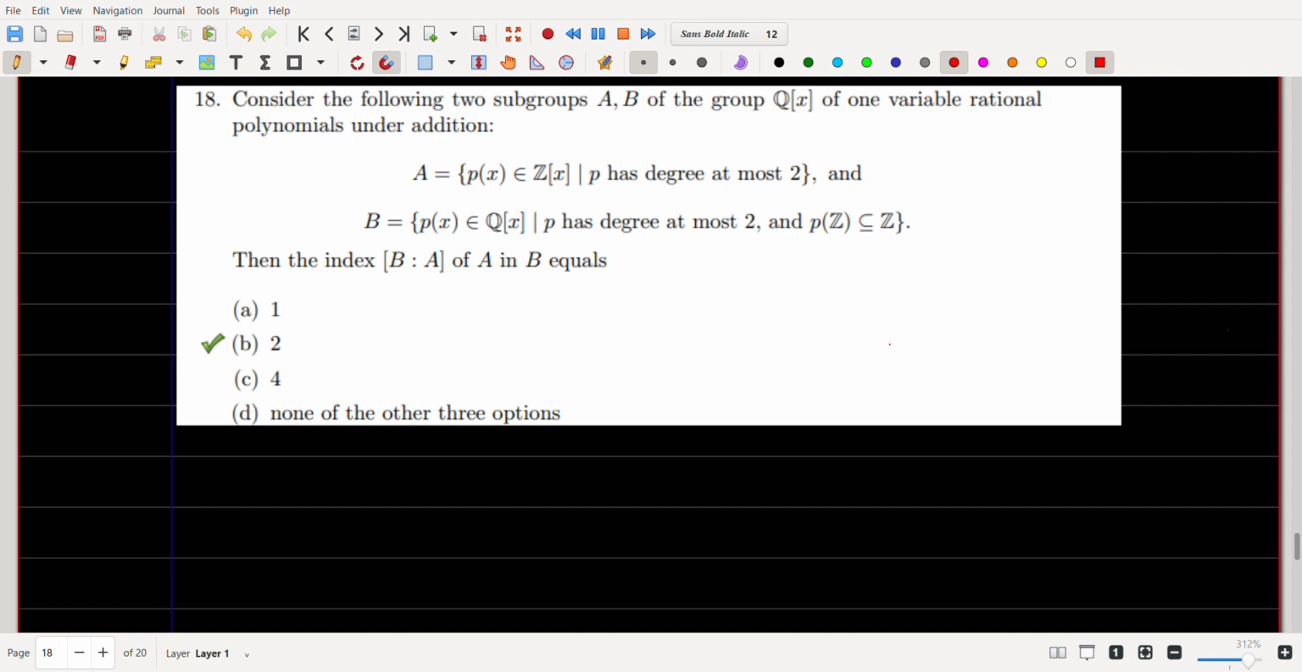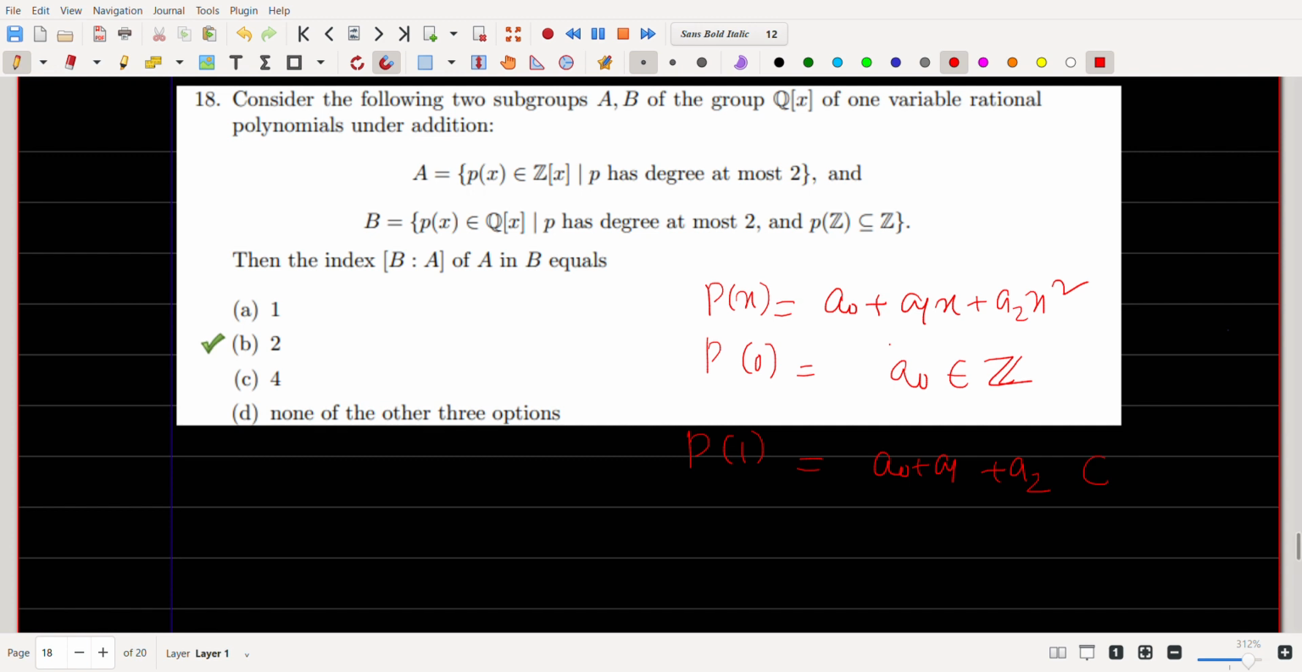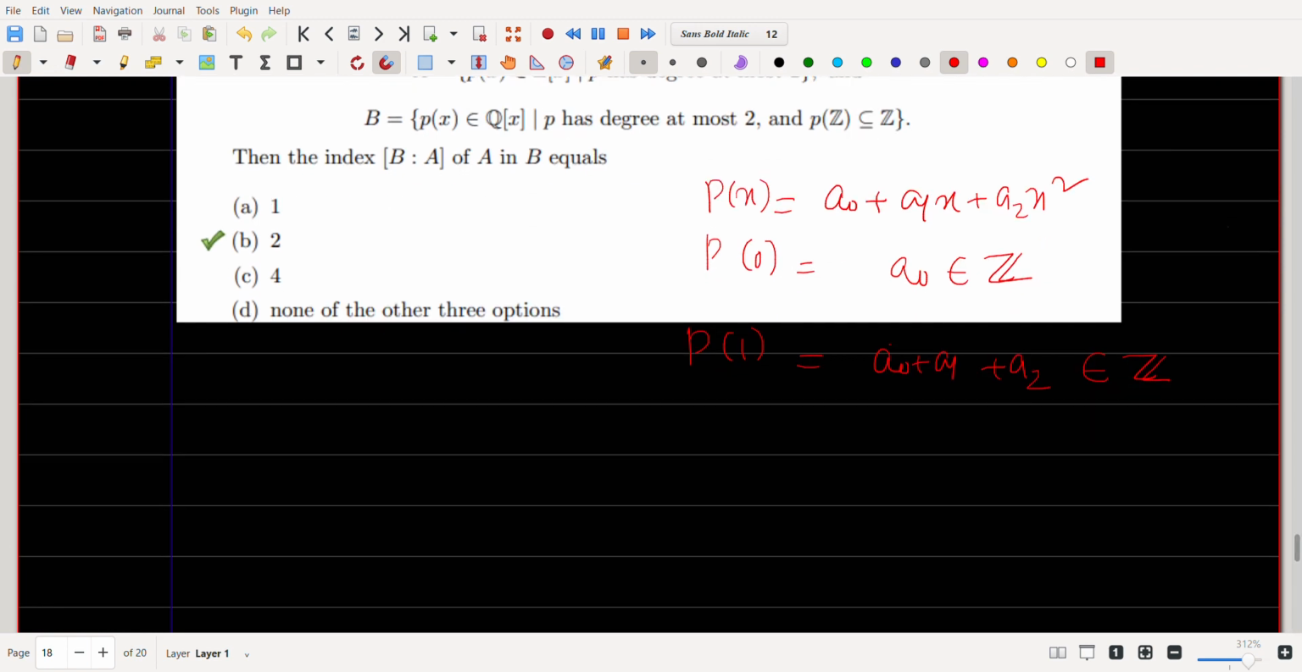So that's the thing. Now question number 18, this one is a nice problem. It says that B is the set of p(x) belonging to Q[x] such that p has at most degree 2 and p(Z) is contained in Z. So say p(x) = a0 + a1x + a2x². First, p(Z) is contained in Z. That means p(0) = a0 belongs to Z. p(1) = a0 + a1 + a2 must belong to Z. Now since a0 belongs to Z, we can say a1 + a2 belongs to Z.